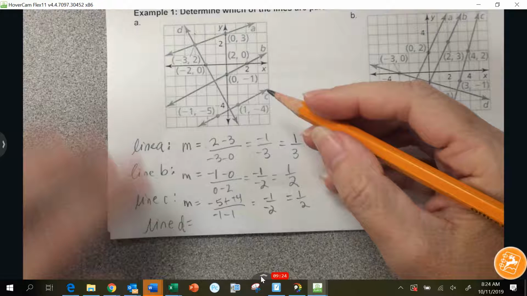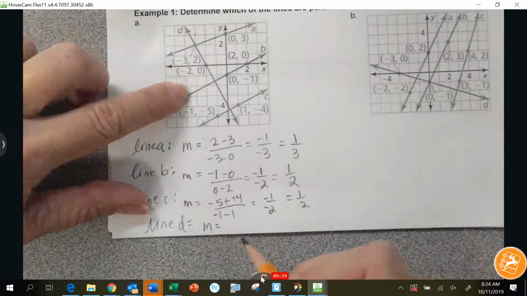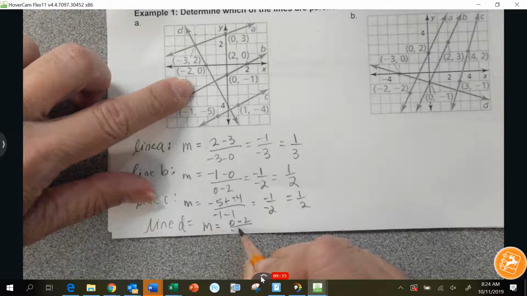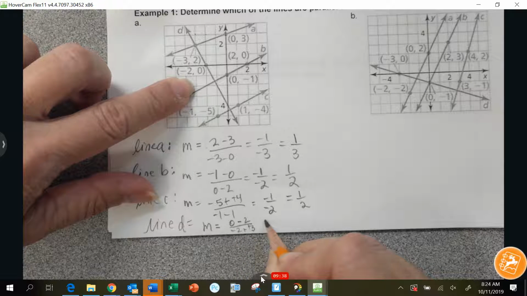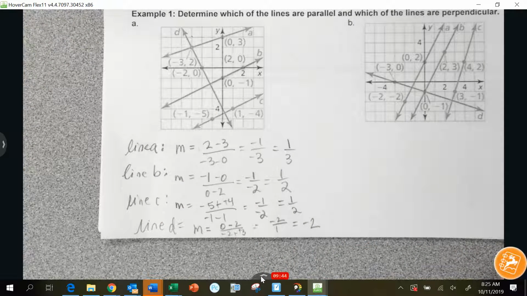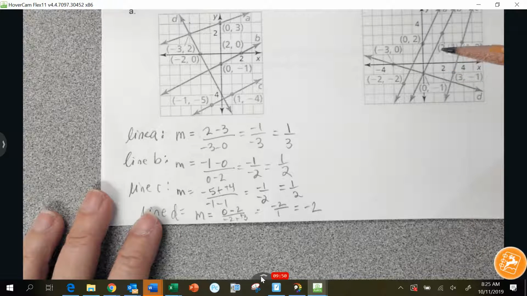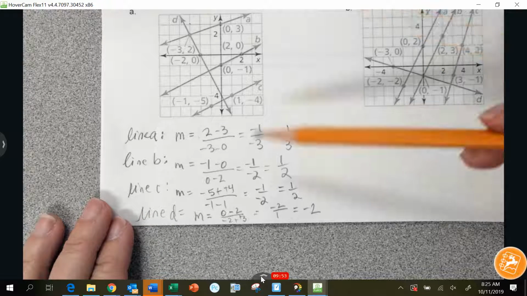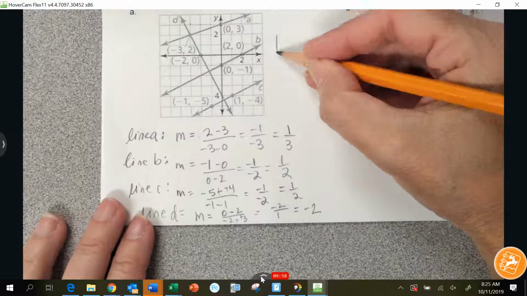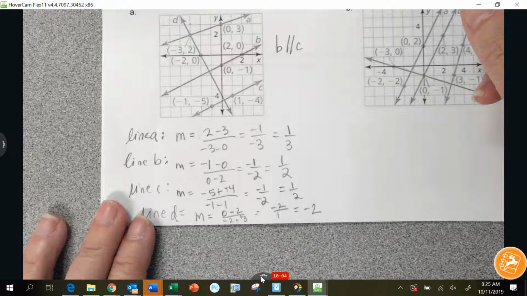Line D. Run out of space on my paper. 0 minus 2 over -2 minus -3. I get -2 over 1, so I get -2. All right, so now we have to decide which lines are parallel. Alex, do you see any parallel lines here? Which lines? Okay, so we're going to say that B is parallel to C. Why? Same slope.